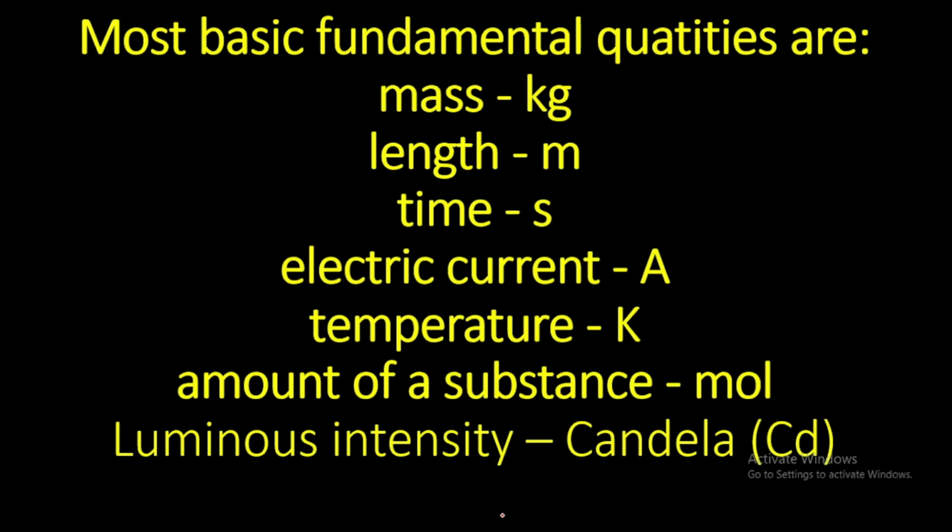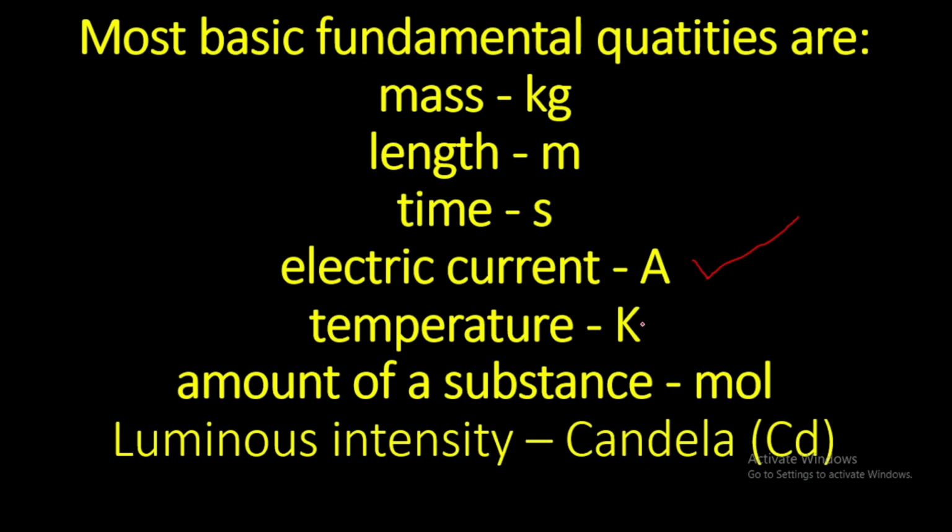Now, I told you that the most basic are mass, length, and time. So we still have 4 other fundamental quantities. Electric current, which is measured in ampere. The symbol for ampere is A. Temperature is measured in Kelvin.